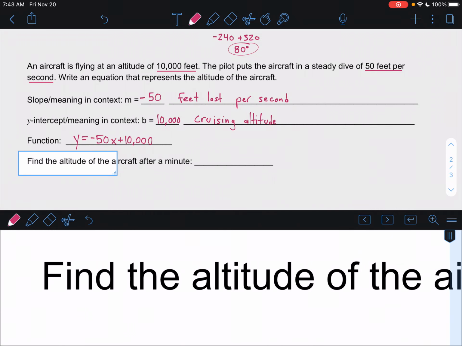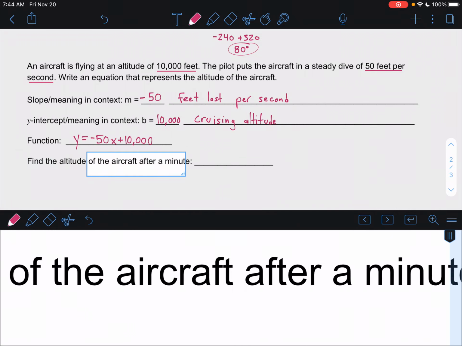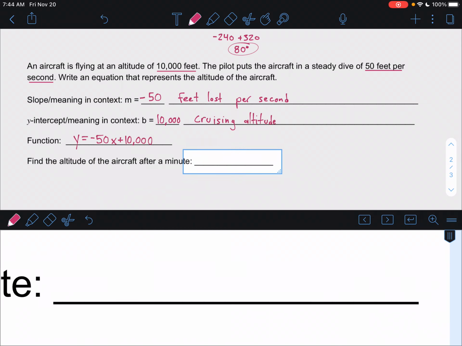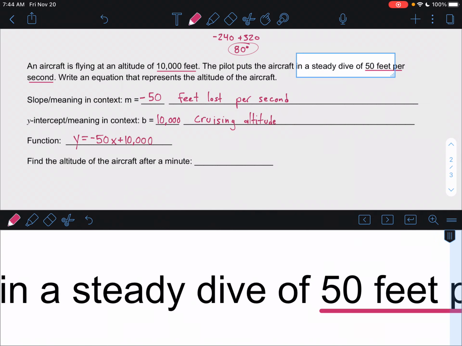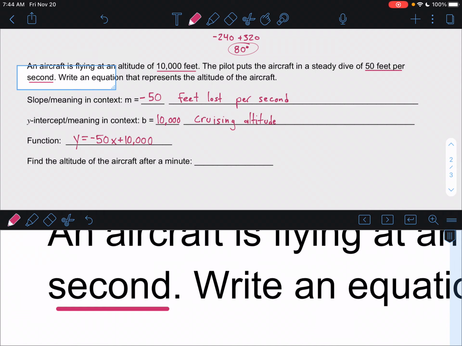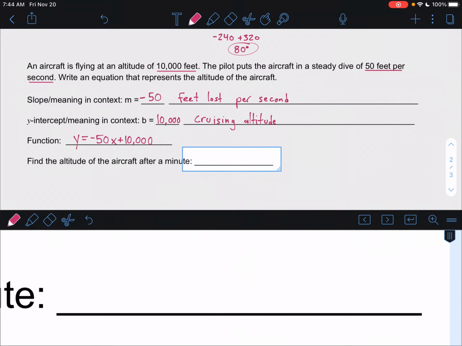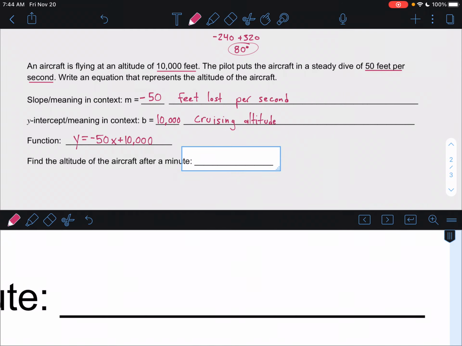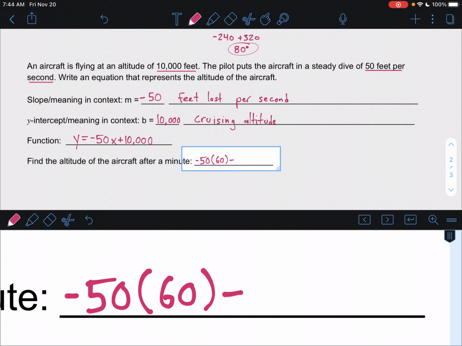And then it asks us to find the altitude of the aircraft after a minute. And remember, this is diving at 50 feet per second. So we need to think about how many seconds are in a minute. Hopefully, you know that there are 60 seconds in a minute. So I'm not plugging in 1 for x. I'm plugging in 60. So I have negative 50 times 60 plus 10,000.